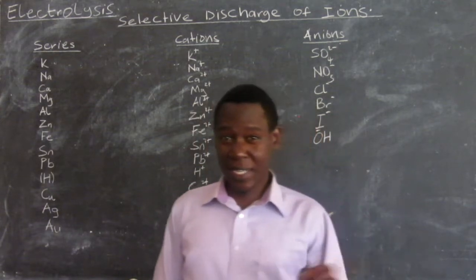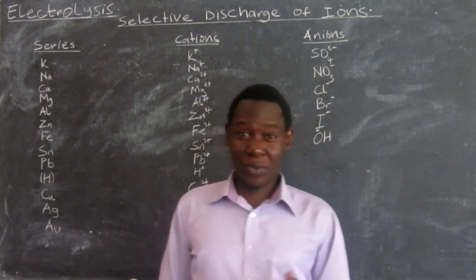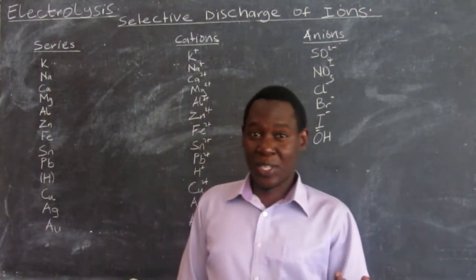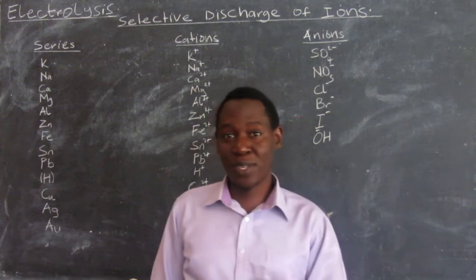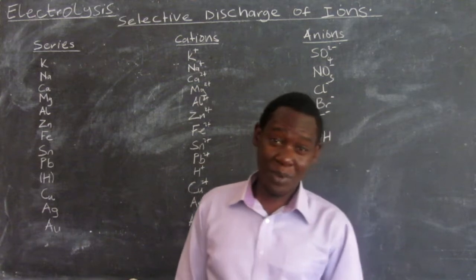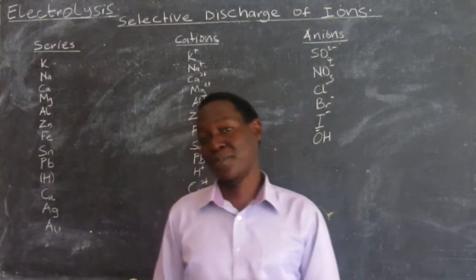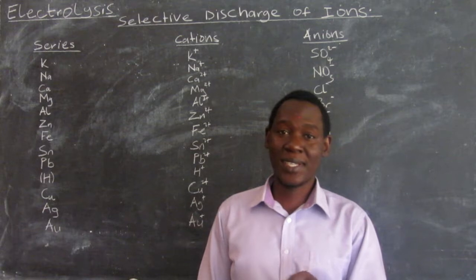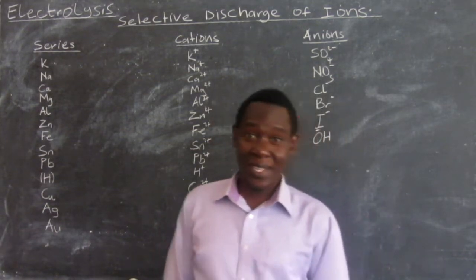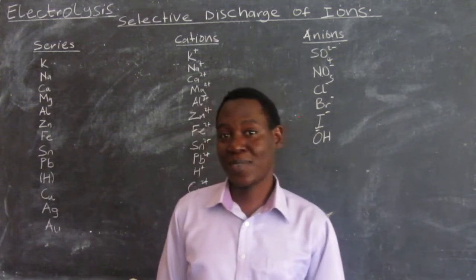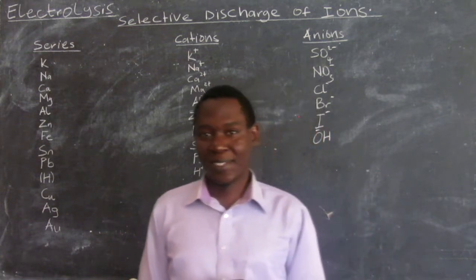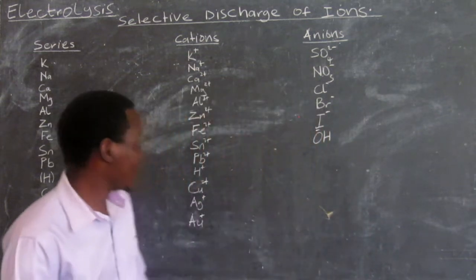In that case, the discharge was very easy. Reason being, our solution was binary. It had one cation and one anion, whereby each of the ions went to the respective electrode to be discharged. But take a scenario whereby you have more than one cation and more than one anion, whereby you need to select one ion to be discharged at a particular electrode. It may be a bit confusing, but that's what I've come to discuss today, so that we can see how we can select a particular ion to be discharged at a particular electrode. Take a look and see what we're going to discuss.